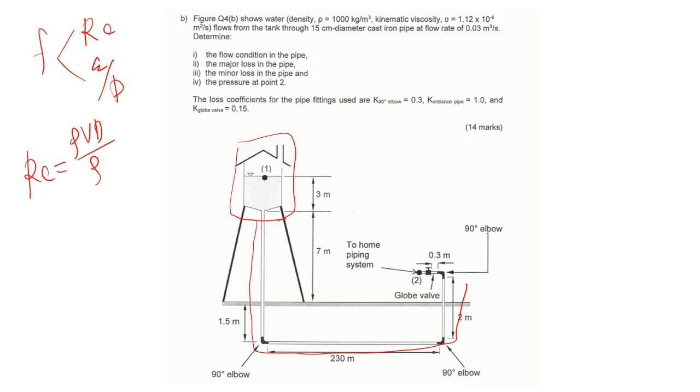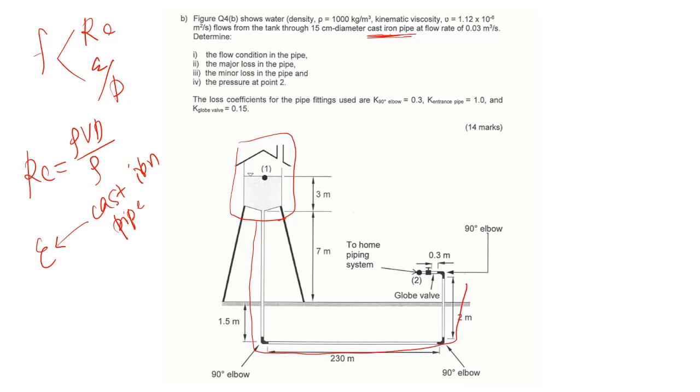And for relative roughness, we have the equation here. We have to find the roughness of the pipe. So what type of pipe are we using here? We have cast iron pipe. So you need to find the value of the roughness of cast iron pipe. Refer to the table I showed you before, cast iron pipe.